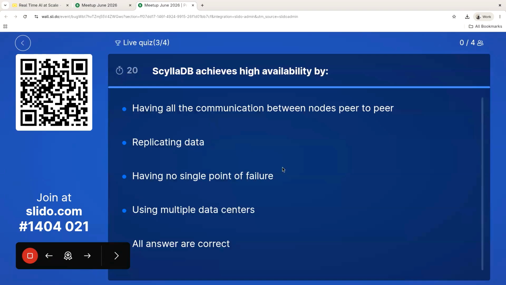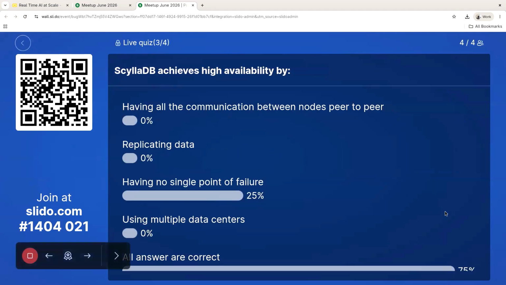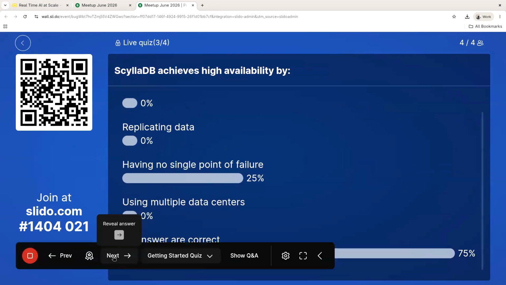All right, next question. ScyllaDB achieves high availability by having all the communication between nodes peer-to-peer, replicating data, having no single point of failure, using multiple data centers, or maybe it's all of the above. How does ScyllaDB achieve high availability? And again, most of you got it correctly. All of the answers are correct.